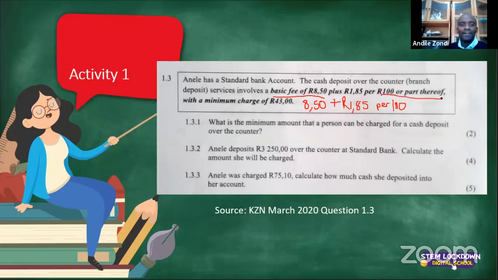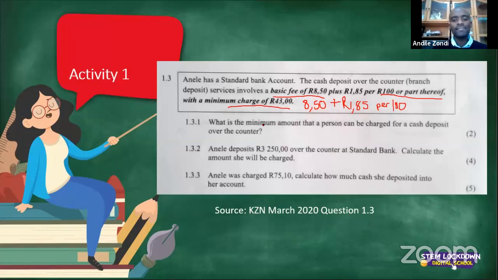Now they say with a minimum charge of 43 rands. That means, like it or not, you have to pay 43 rands. If your fee is less than 43 rand, you'll be required to pay 43 rands. Now let's look at your questions. 1.3.1.